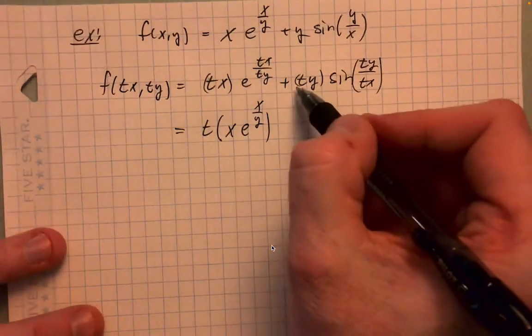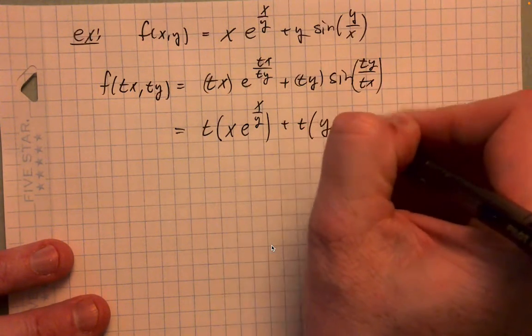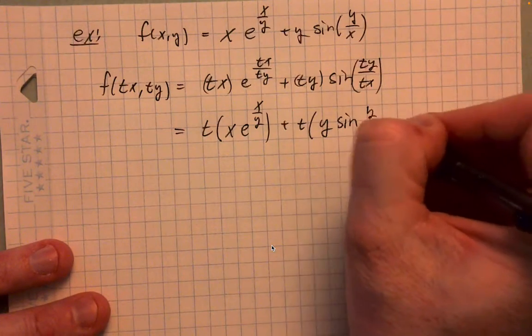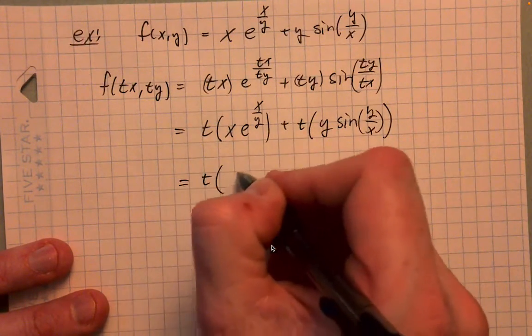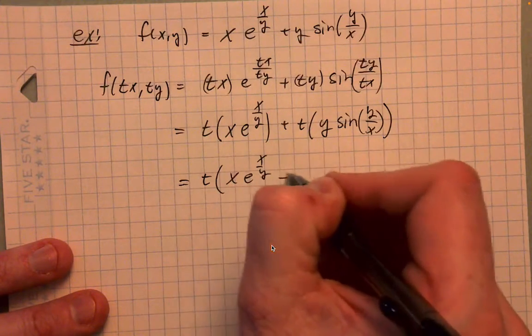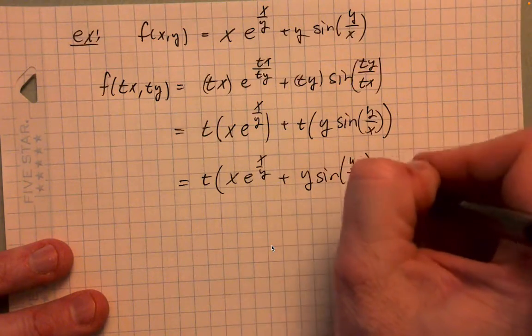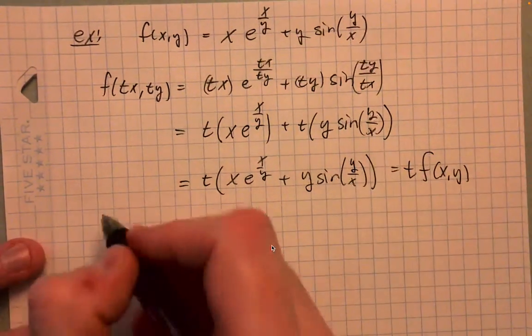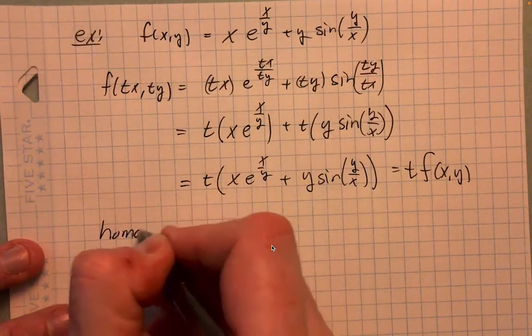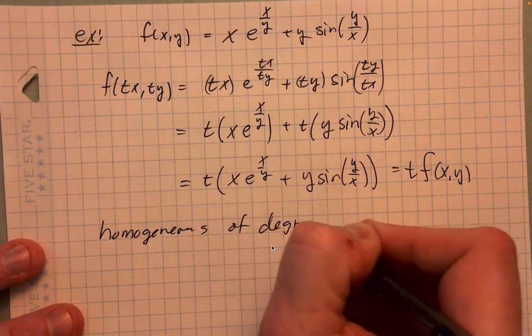Same thing here. You'll have a t out front, and then you're left with y sine of y over x. And so, of course, you get t times x e to the x over y plus y sine of y over x, which is t times f of xy. So this is homogeneous of degree 1.